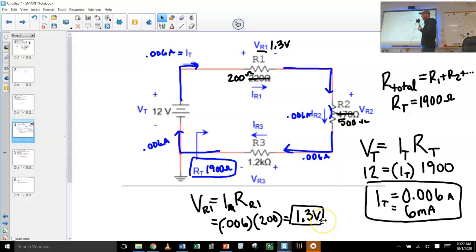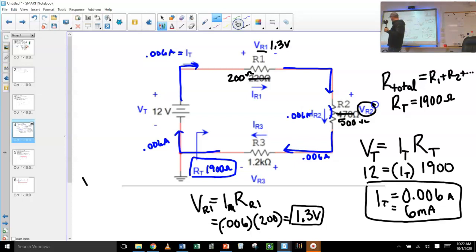Let's go back and find the other ones. What is the next one? What's this? Voltage on resistor 2. So we're going to do that Ohm's law again. V equals IR. So if I want to find the voltage of resistor 2, I have to use the current through resistor 2 and the resistance of resistor 2. So the voltage is what we're looking for.